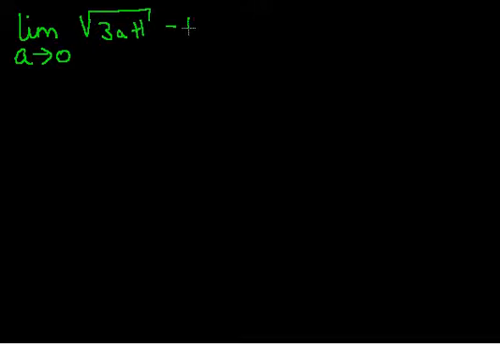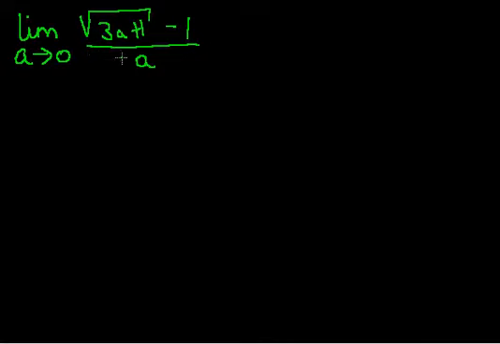Hello and welcome back. As I promised in the last video, I was going to do another one of the limit problems which you could solve by multiplying by a conjugate. So let's try. Let's say we had the limit as a tends to 0 of the square root of 3a plus 1 minus 1 over a.